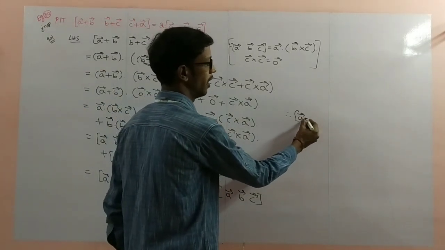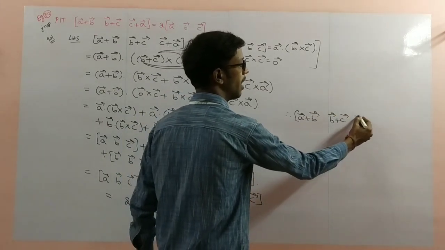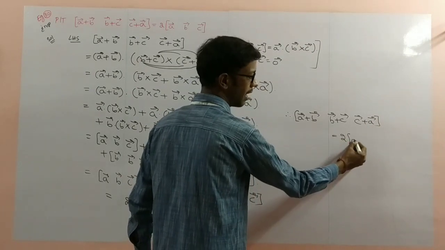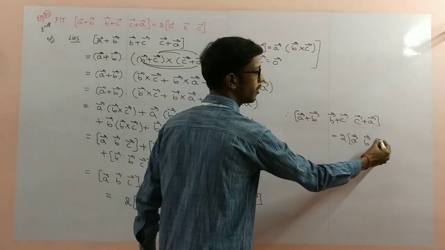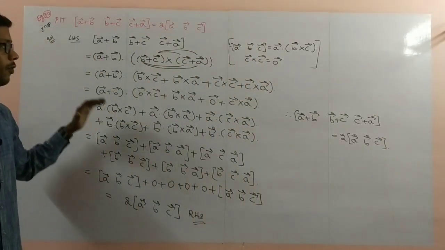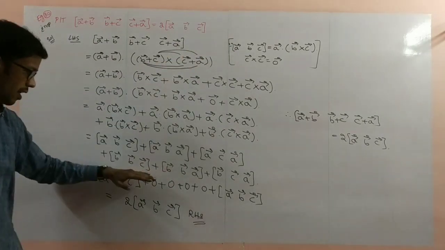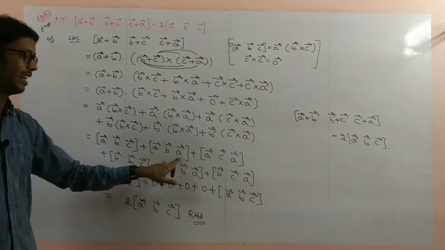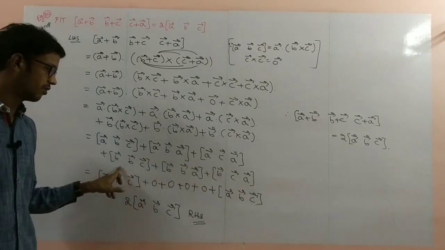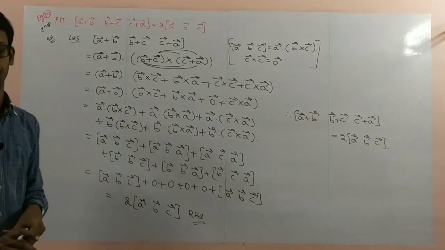Therefore, box of (A bar plus B bar), (B bar plus C bar), (C bar plus A bar) equal to 2 box of A bar, B bar, C bar. So this is the important problem, and very easy based upon this formula. And here one more formula we are using: in a box, if identical vectors are there, that box value should be equal to 0. Pause the video to note it down.